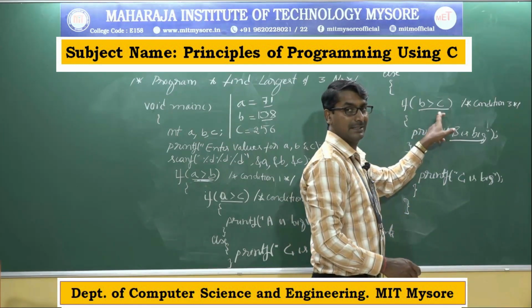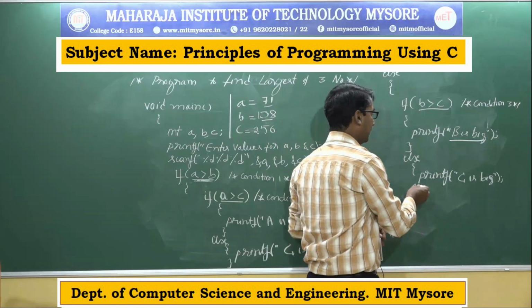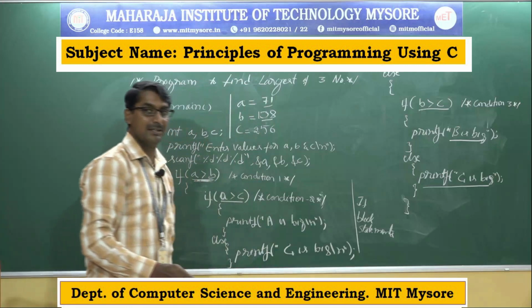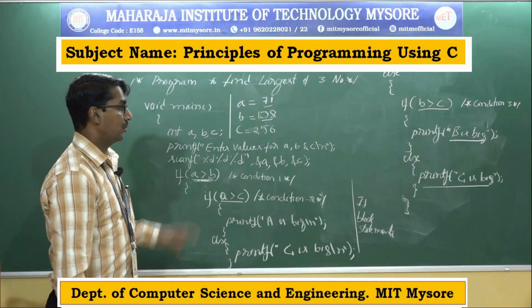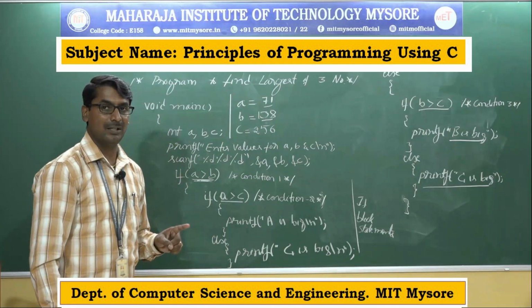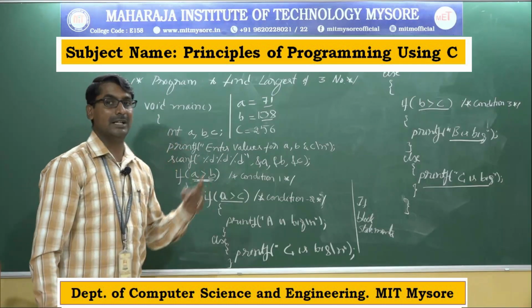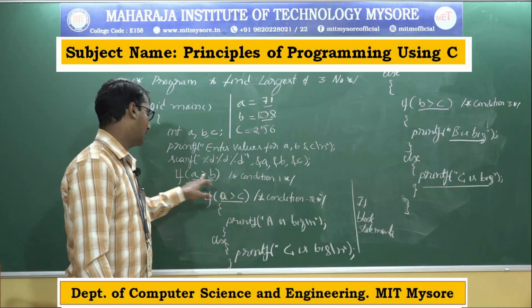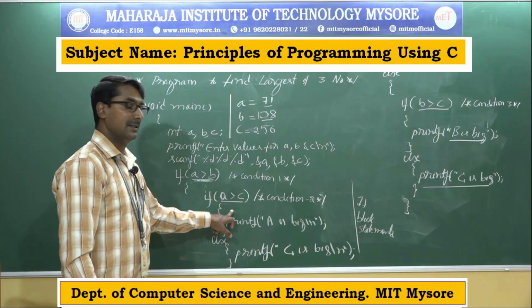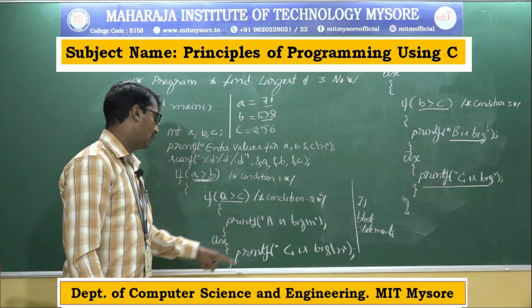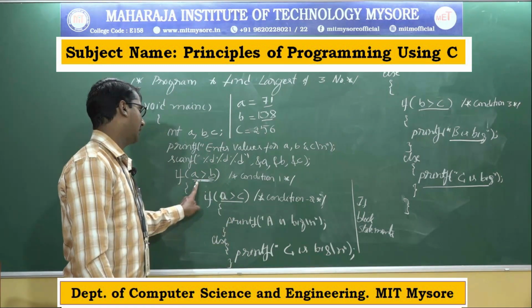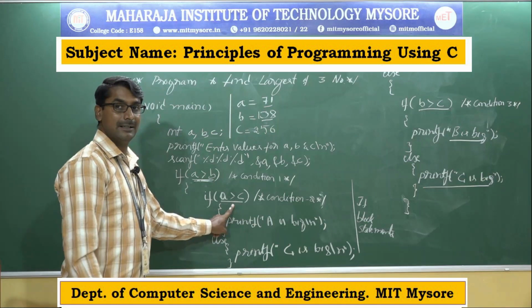138 greater than 256, here the condition is false, then the statement printf C is big will be executed. So to display one statement, one output, we are checking two conditions. To execute A is big, we are checking two conditions, that is A greater than B and A greater than C. Similarly, to execute C is big, here also we are checking two conditions, A greater than B and A greater than C.